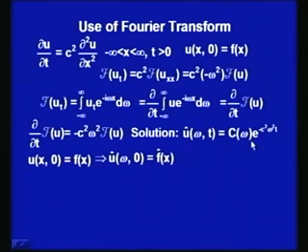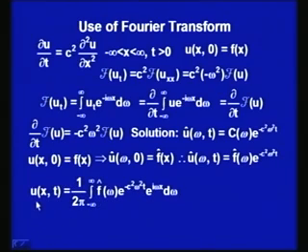Now, substitute this initial condition in the solution. What would I get? My solution would be the Fourier transform of u with respect to x, that is u hat omega t, is f hat omega e to the power minus c square omega square t. So, now to get u x t, I have to find the inverse Fourier transform of this right hand side function.